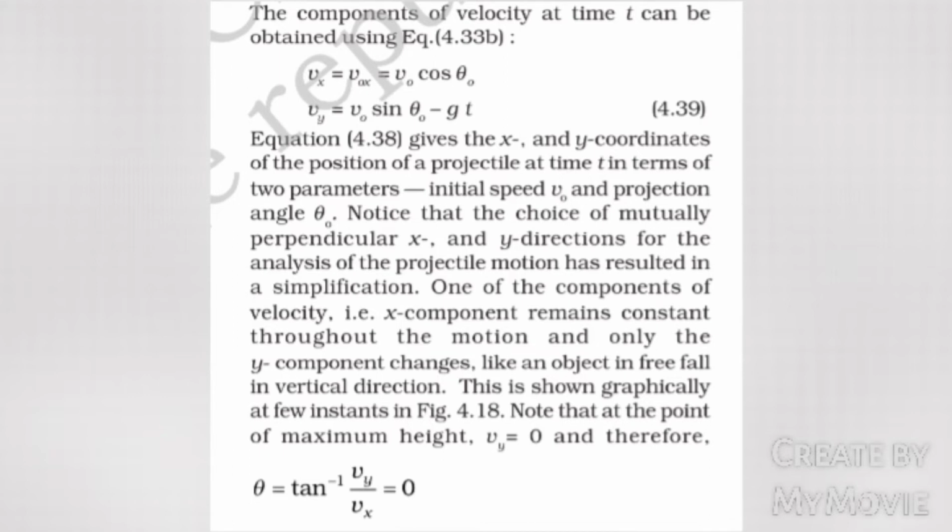Notice that the choice of mutually perpendicular x and y directions for the analysis of the projectile motion has resulted in the simplification. One of the components of velocity, that is the x component, remains constant throughout the motion and only the y component changes, like an object in free fall in vertical direction. This is shown graphically at a few instants in figure 4.18. Note that at a point of maximum height, Vy equals 0. Therefore, theta equals tan inverse of Vy by Vx, which equals 0.